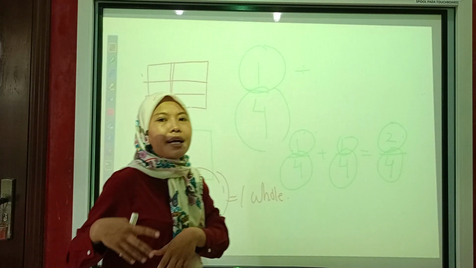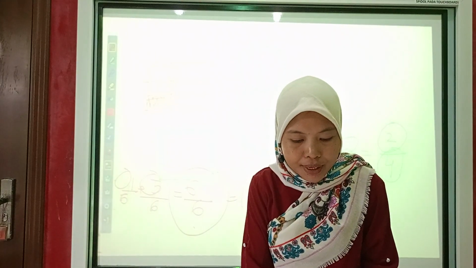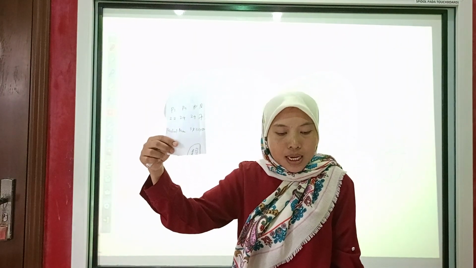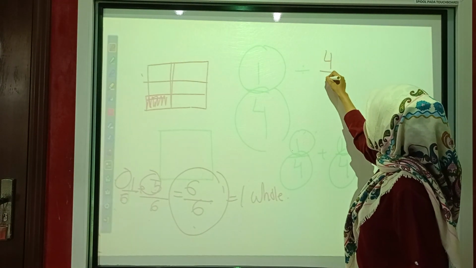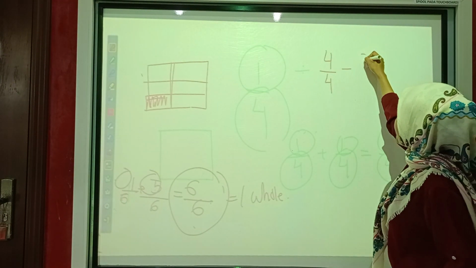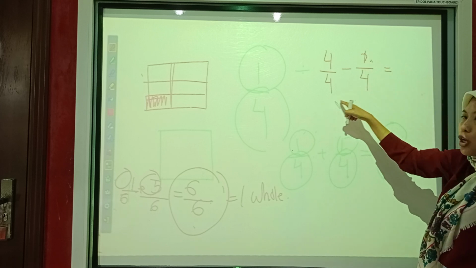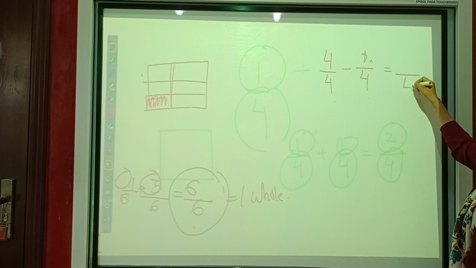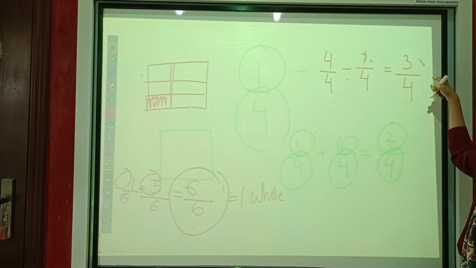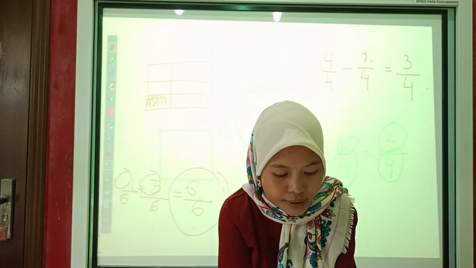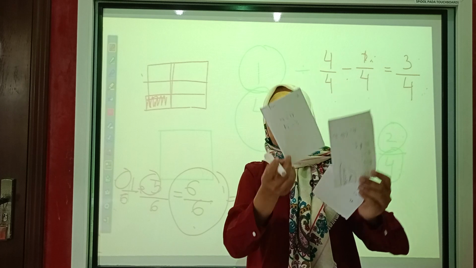It also applies to subtraction. For example, if I take 1 from the whole unit, I have 4/4 minus 1. Because the denominators are the same, 4 minus 1, the answer is 3, so 3/4. I just have this 3/4 left from the whole unit.